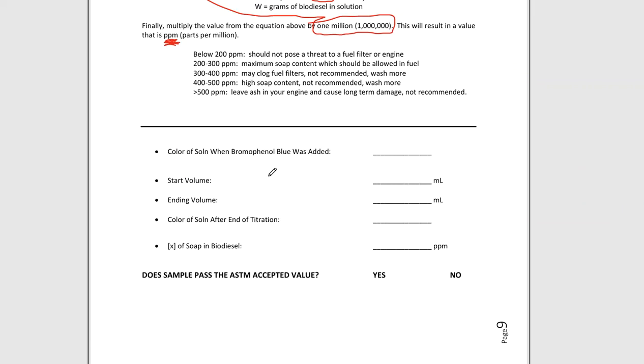The data sheet, pretty simple here at the very bottom. The color of the solution when bromophenol blue was added, what was the start volume on your burette, what was the end volume on your burette, what was the color of the solution after you stopped the titration, and then what is the concentration of the soap in the biodiesel, and that is in ppm. So please do not forget to multiply by 1 million in order to get that value. So finally, like all the others, does it pass the accepted value? And the answer is yes or no.